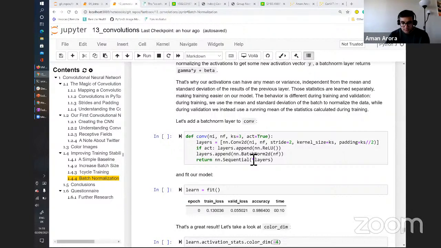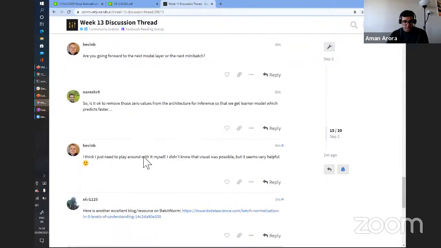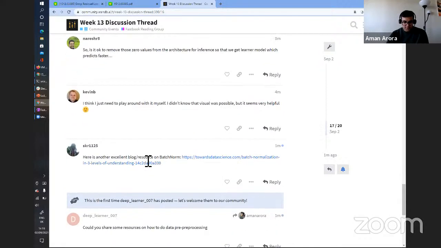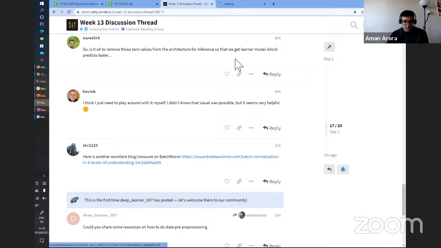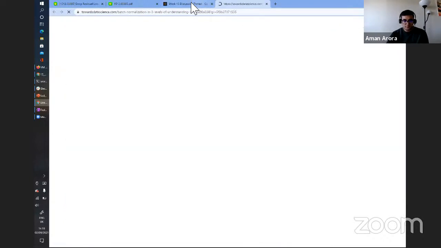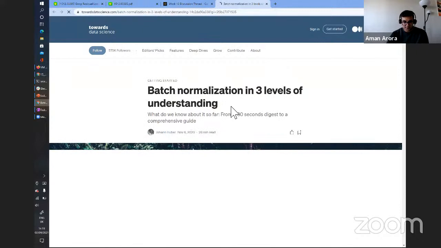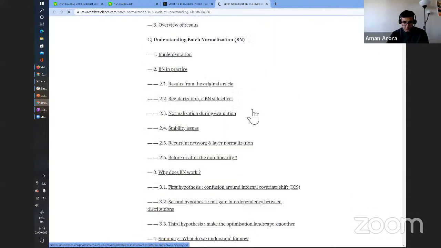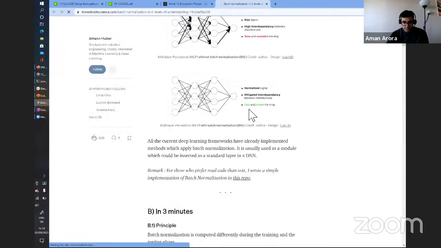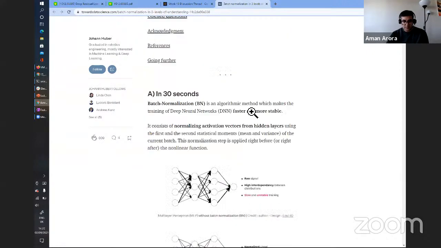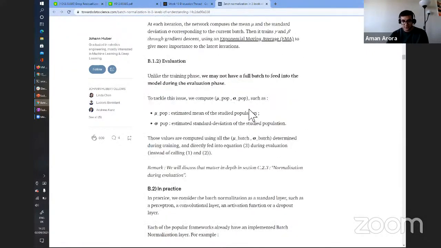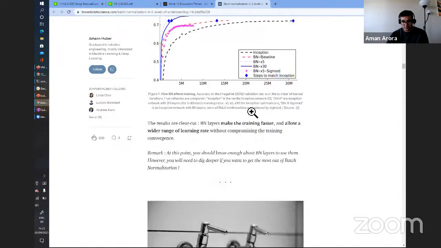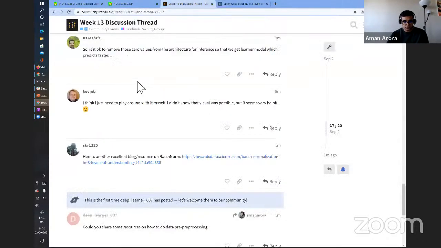Let's just see if there are any questions. Here's another blog post. Thanks very much for sharing. Let's click on that. Batch norm in 3 levels of understanding. There's a lot of content in batch norm, that is true. So, okay, this is massive. But it looks like somebody's pointing that out. So yeah, there are lots of different blog posts that you find on all of these different ideas, so I would definitely recommend going through all of them.